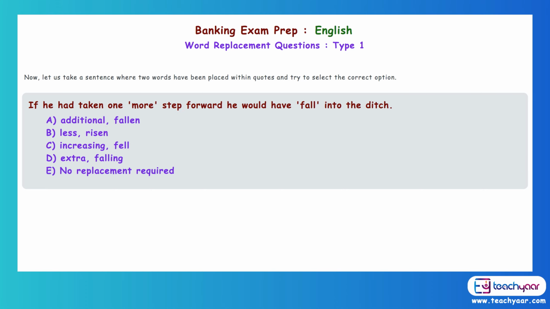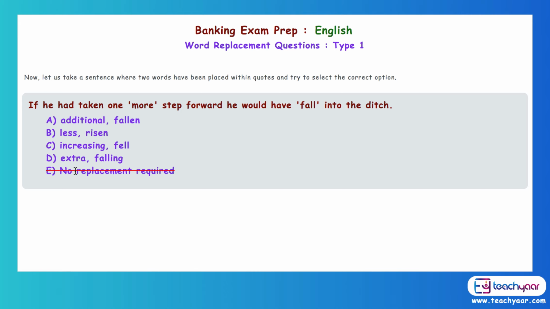Now we move on to one more sentence. If he had taken one more step forward, he would have fallen into the ditch. Now, when you read it, you know there is a mistake. Where do you think the mistake is? If he had taken one more step forward, that seems to be okay. He would have fallen into the ditch, doesn't seem to be okay. So we need to have a change. So no replacement required, option E, doesn't really apply here. We are left with 4 options.